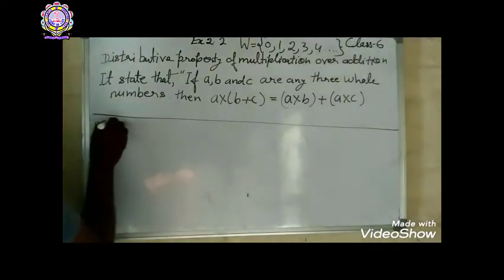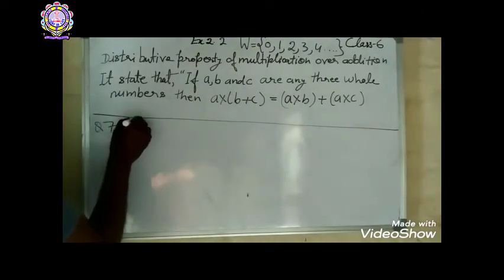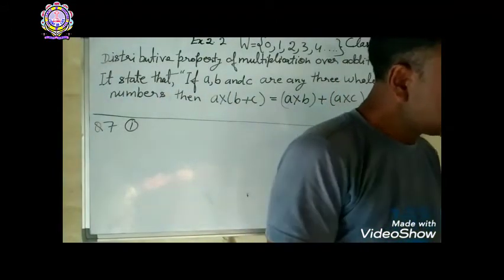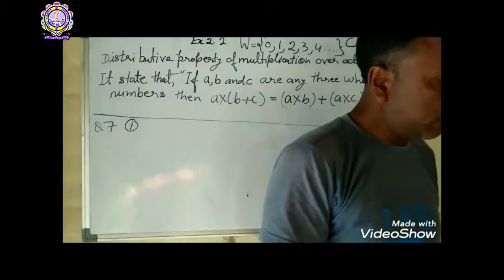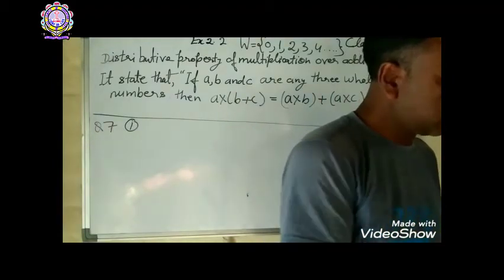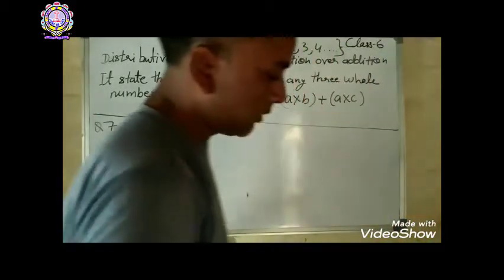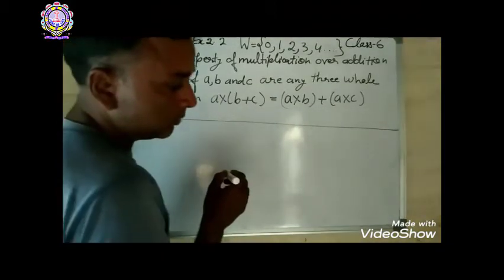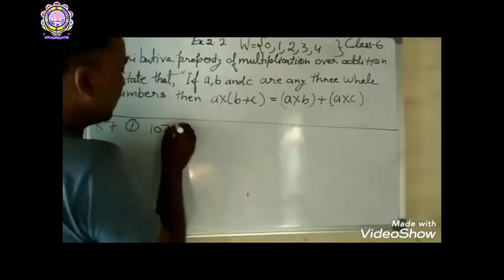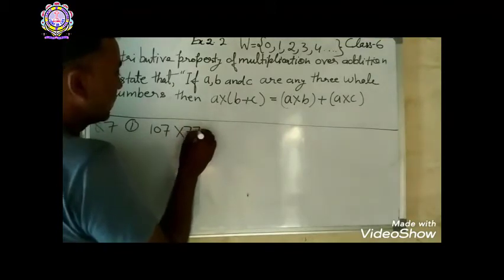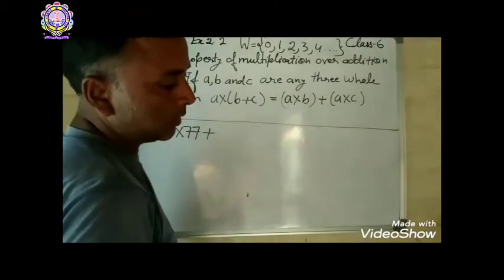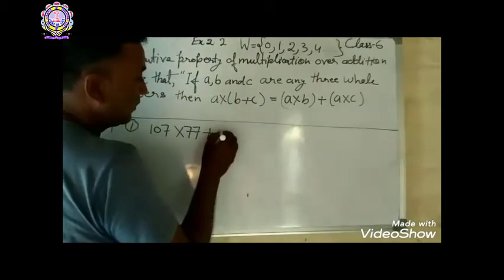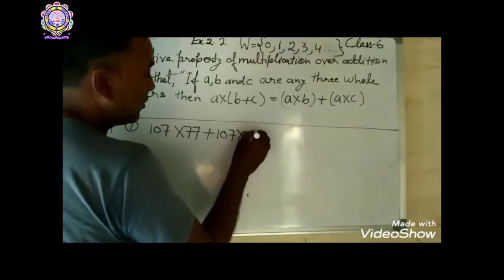So question number 7, part 1. It says that using property, find the value of the following. So the first question is 107 into 77 plus 107 into 23.